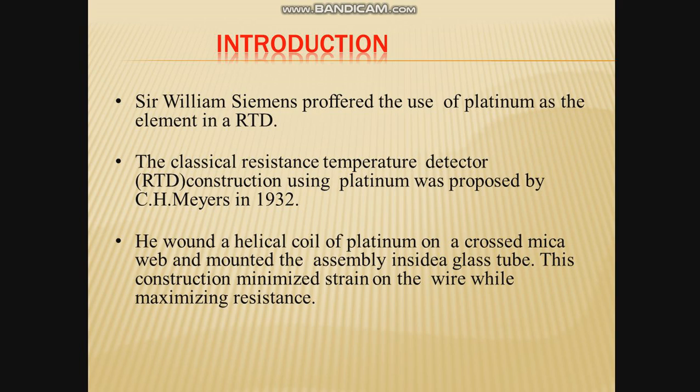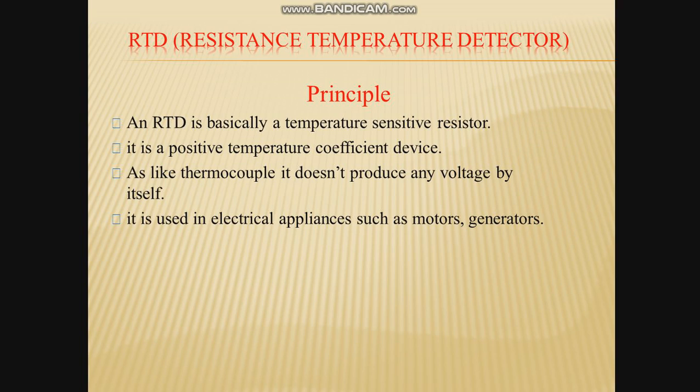First, coming to the introduction. Sir William Siemens preferred the use of platinum as the element in an RTD. The classical resistance temperature detector construction using platinum was proposed by Meyers in 1932. He wound a helical coil of platinum on a crossed mica web and mounted the assembly inside a glass tube. This construction minimized strain on the wire while maximizing resistance.